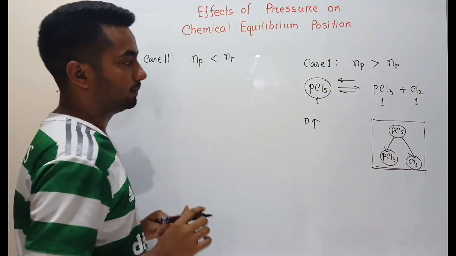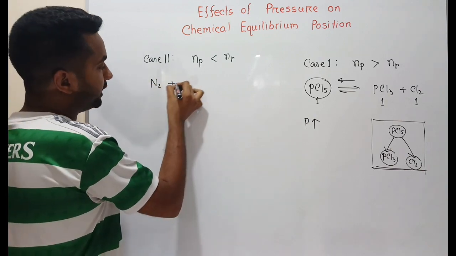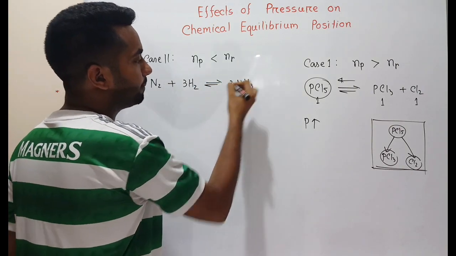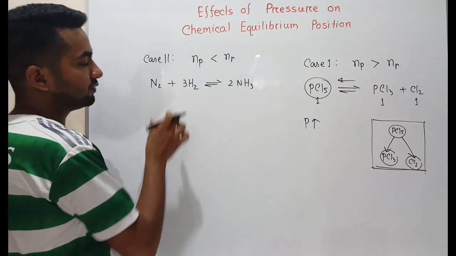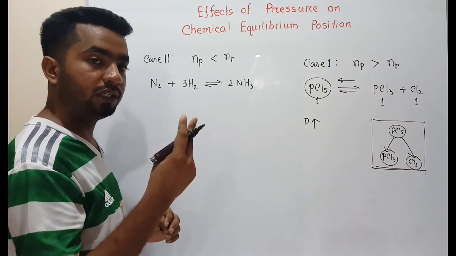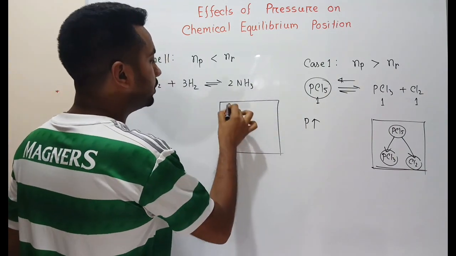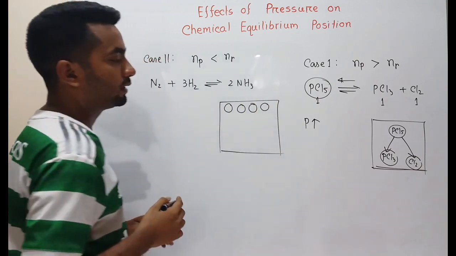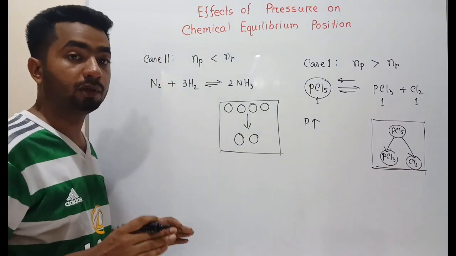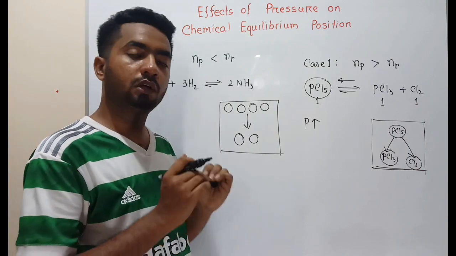Let's consider another example, where 1 mole of nitrogen reacts with 3 mole of hydrogen to produce 2 mole of ammonia. That means 1 plus 3 is equal to 4 mole of reactants reacts to produce only 2 mole of products. That means in this system, we have 4 mole of reactants. They produce only 2 mole of products. That means the number of molecules in this system has been decreased. So the amount of pressure will also be decreased.